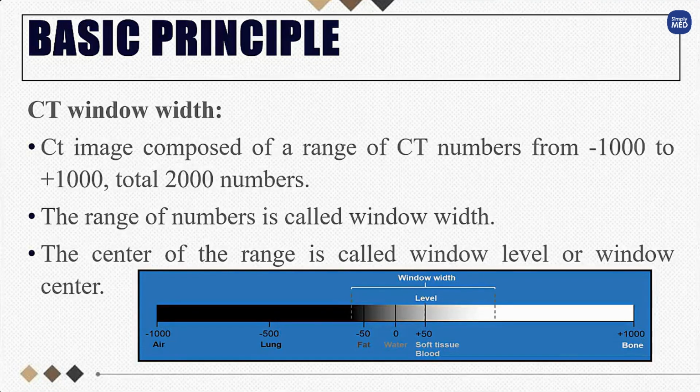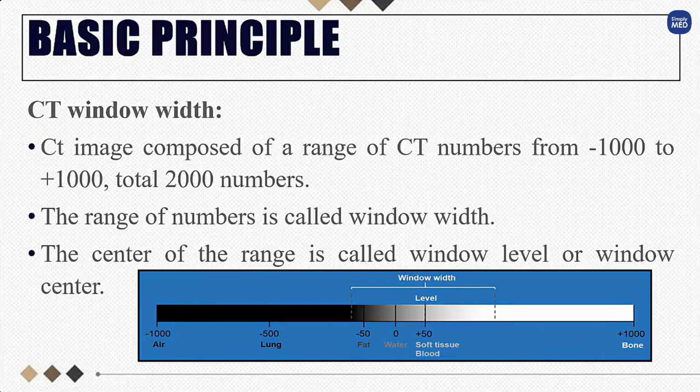So we have something called window width. Window width is the range of CT number. Like here we can say we have minus 1000 to plus 1000. So that range is called the window width. If we take a specific window width, like from this part to this part, whatever CT number is within there will be the window width. For example, if we are taking minus 1000 to plus 1000, this is your window width. We have something called window level or window center.